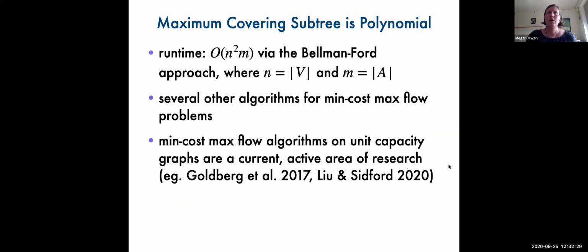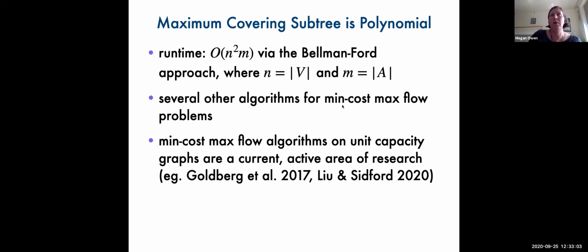So yeah, one runtime, and this is definitely not the fastest, if n is the number of vertices and m is the number of arcs, is if you do a Bellman-Ford approach to it. Some algorithms don't deal with negative costs, but Bellman-Ford can take care of it, and that has a runtime of n squared m. And we kind of left it in the paper that, okay, it's polynomial, because we do not know a huge amount about max flow problems, honestly.